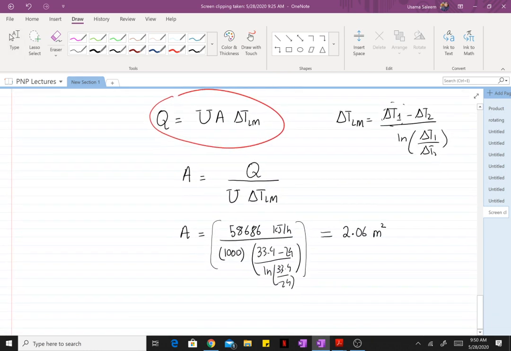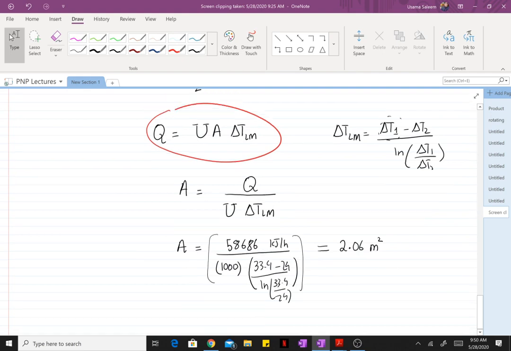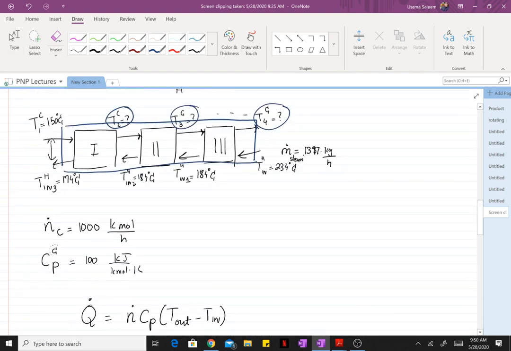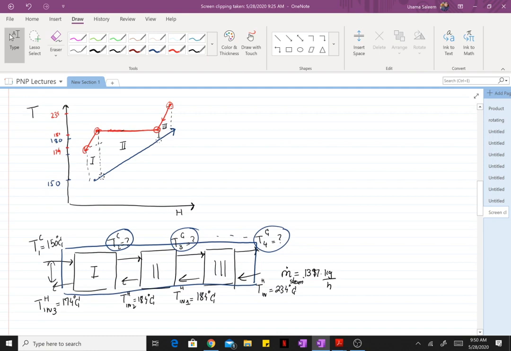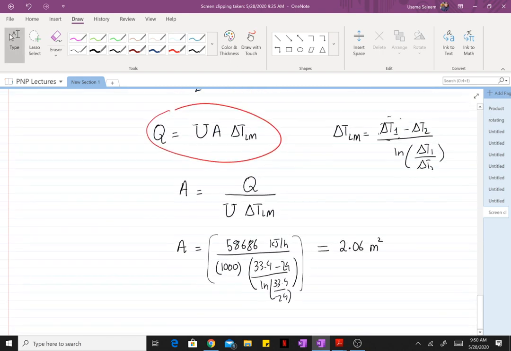Now we're not done yet. This is just the area of the subcooled section. We still have to find the area of the saturated section and the superheated section. So we'll just continue this in the next video.